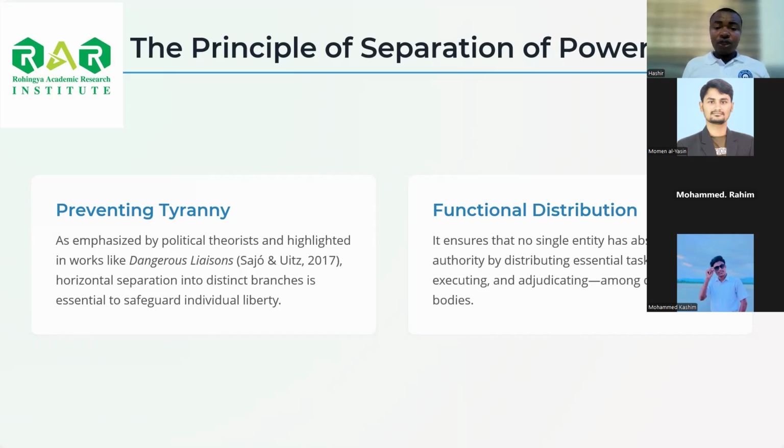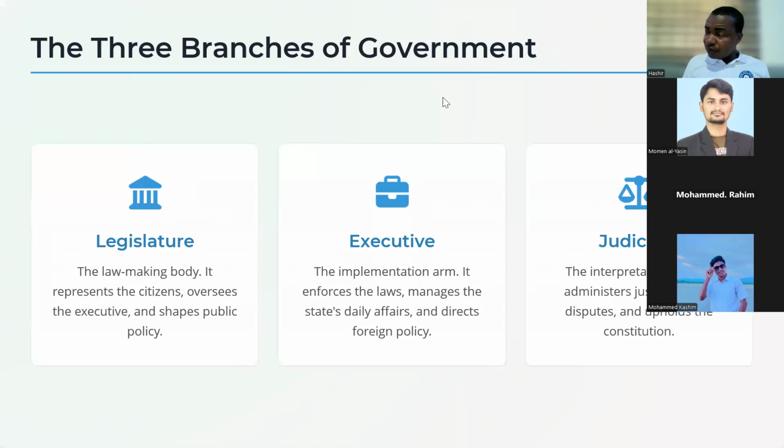Now we're talking about organs of government. So what is it at all? Now we're going to look at it. What are the organs of government? So the first one is what? Legislature. When we talk about legislature, what comes to your mind?